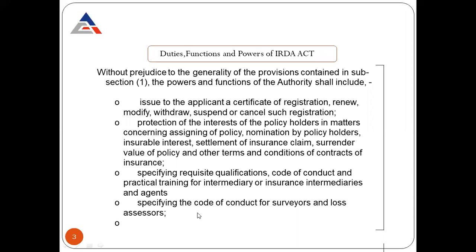Next is specifying the code of conduct for surveys and loss assessments. Whatever functions are performed within the organization, that is the insurance company, while performing these various processes regarding the policy making contract, all supervision is performed by the IRDA. The insurance company must provide the policy to the policyholder in accurate form with the proper information required for the formation of the contract. If any loss arises due to the negligence of the insurance company towards the assessor, then all these things will also be determined under the IRDA Act.